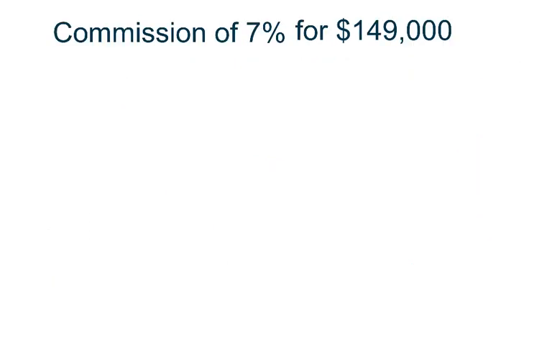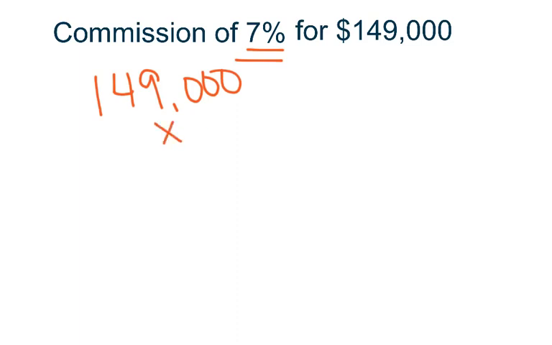Commission of 7% for $149,000. Same thing. I don't change anything. I turn this into a decimal, and I multiply that to my number times 0.07, because it's 7 out of 100 or 7 hundredths. So then I'm going to multiply the 7. I have 3 zeros here. I'm just going to bring them over.